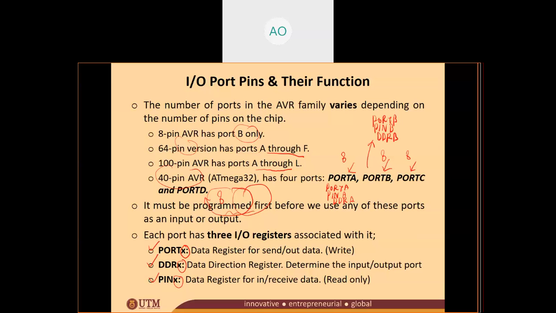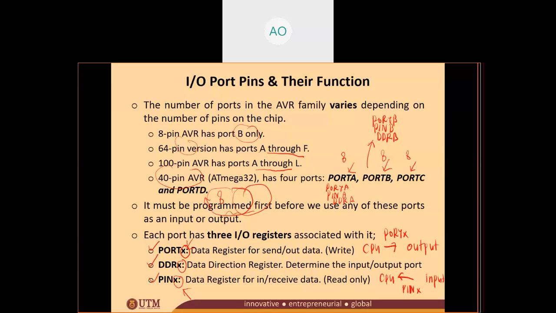So what do these PORTB, PINB, and DDRB registers do? For the PORTX, this one is used as a data register, when you're going to send out data from the CPU to output. Every time you're going to send out data from the CPU to output, you are going to use the PORTX register. What about the PINX? This PINX register is used as a data register for receiving data, meaning that you're going to read data from input to the CPU. Every time you're going to read data from input and want to send it to the CPU, you need to use the PINX register.